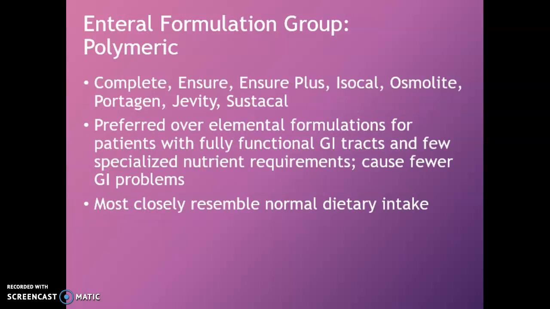Our polymeric formulas, these are the ones that you may be familiar with, are Complete, Ensure, Ensure Plus, Isocal, Osmolite, Portagen, Jevity, Sustacal. These are preferred over elemental formulations for patients with fully functional GI tracts and those that don't need specialized nutrient requirements because they cause fewer GI problems. They most closely resemble our normal dietary intake, and they may or may not have fiber added. These are frequently referred to as complete formulas.